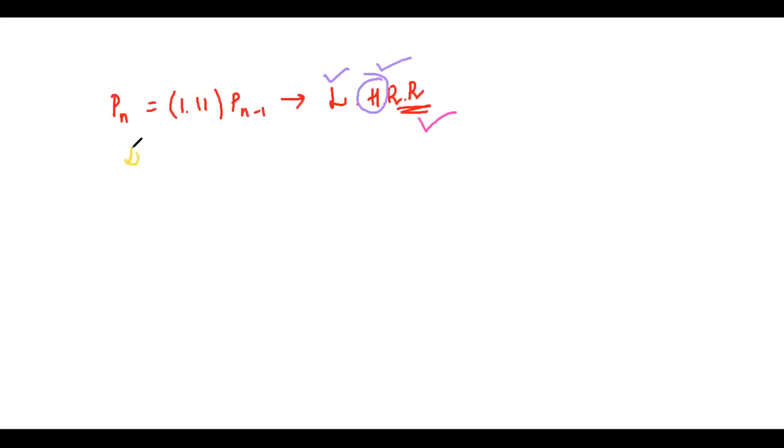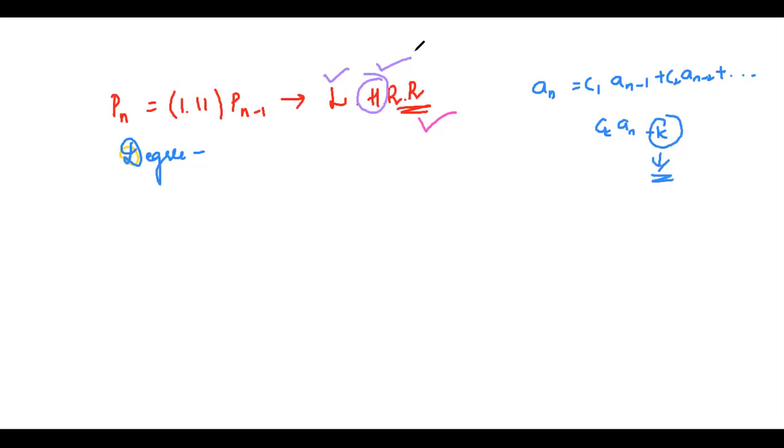Now, what is the degree? So what is the degree of this recurrence relation? The general formula we had was an is equal to C1 an minus 1 plus C2 an minus 2 plus and so on, Ck an minus k. In this problem, the degree was k. Whatever is the last term, that is the degree. So over here, we have Pn minus 1, so the degree will be 1. Okay, so the degree is 1.